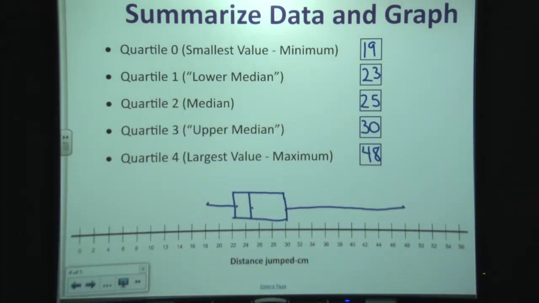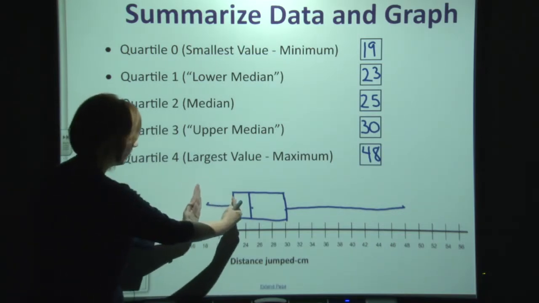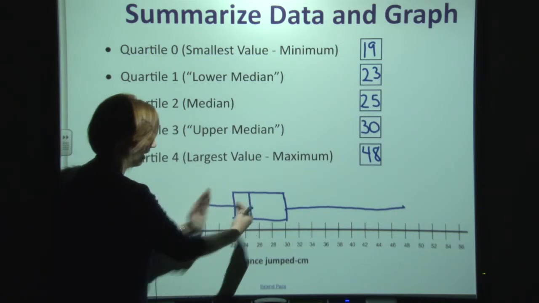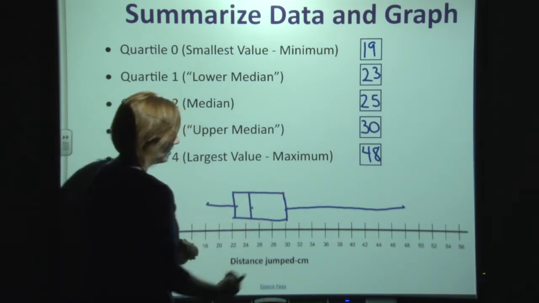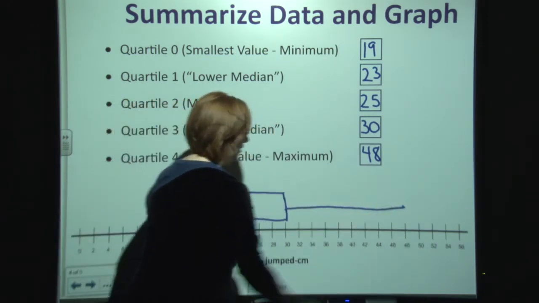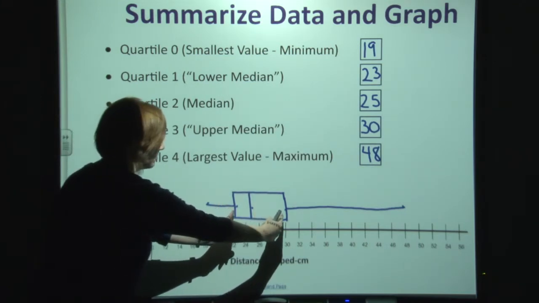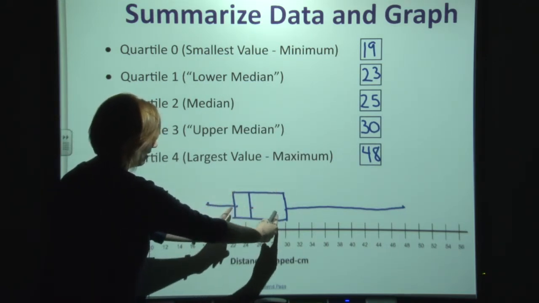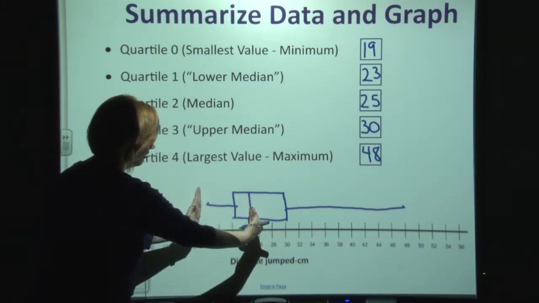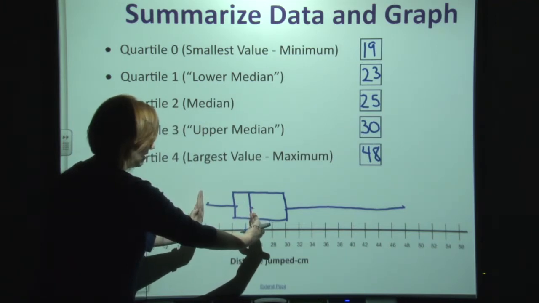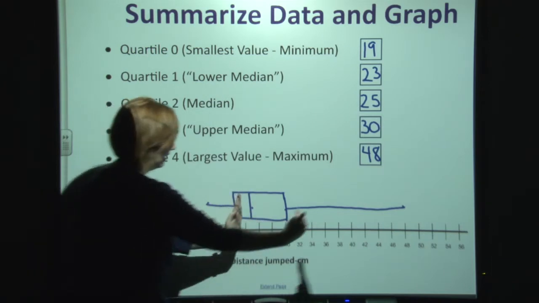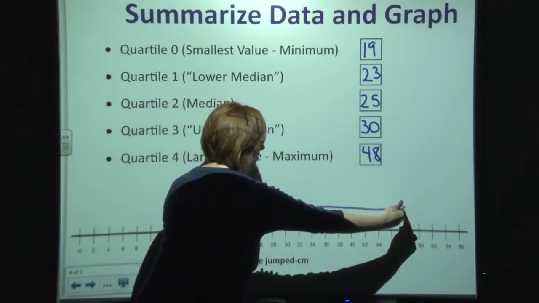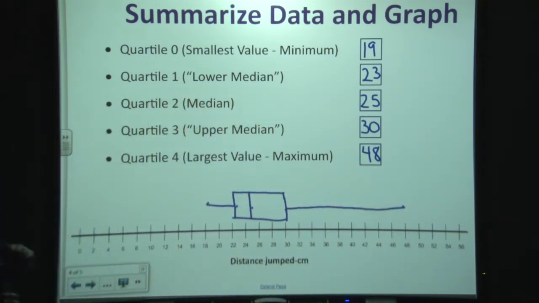So this is a picture now of what our distribution is looking like. This represents 25% of the data. This is the next 25% of the data, the next 25, and then the final 25. So your middle 50% of the data is represented by the box. So if I look here, I see that it looks like there's 50% of the data between the values of 19 and 25, and the other half of the data is between the values of 25 and 48.